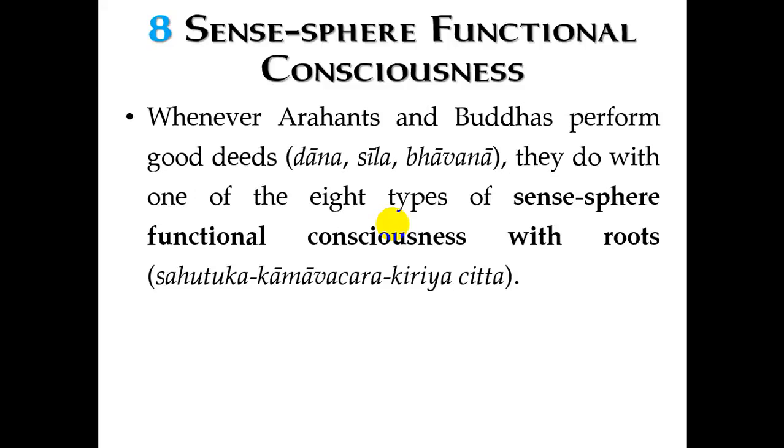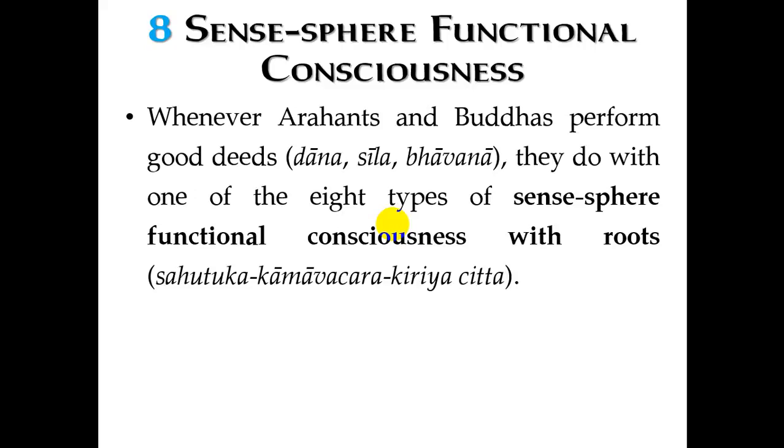sahetuka. We have 18 types of ahetuka, rootless consciousness. The moment those rootless consciousness are in your mind, there's no lobha, dosa, moha, and also no alobha, adosa, amoha. Therefore, it is called rootless. Here, when Arahants and the Buddha and Pacceka Buddhas are doing good things, they will do with alobha, adosa, amoha, non-greed, non-hatred, non-delusion, right? Therefore, it is together with roots. So therefore, it is called sahetuka.